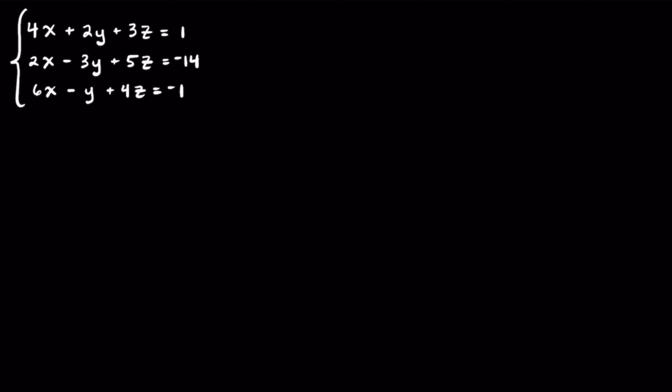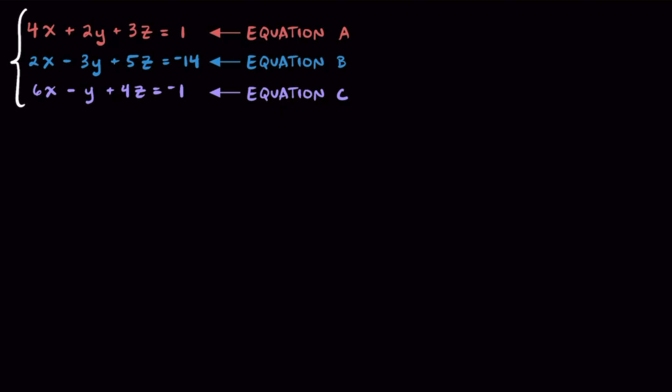First, just to keep things nice and organized, I'm going to call this first equation, equation A, the second equation, equation B, and the third equation, equation C. So right now we have 3 different equations with 3 different variables. The way I'm going to go about solving this system is that I'm going to see if we can create a system with 2 equations and 2 variables and go from there.